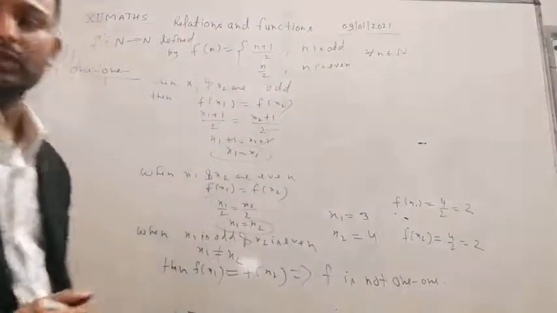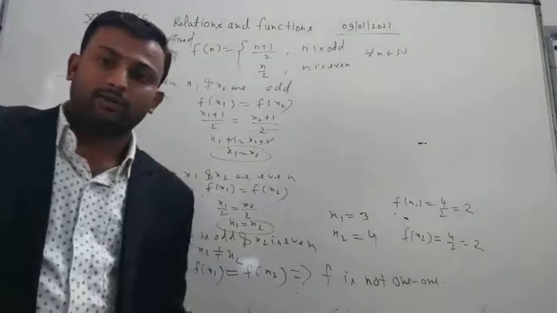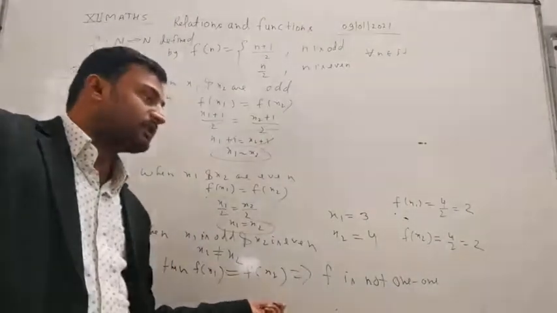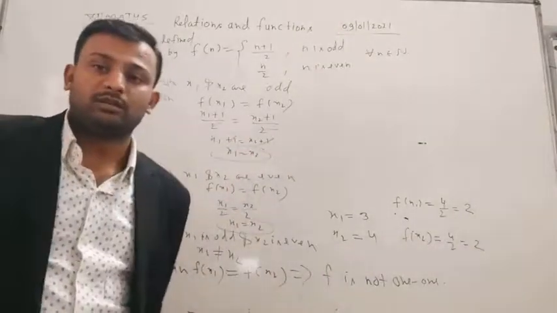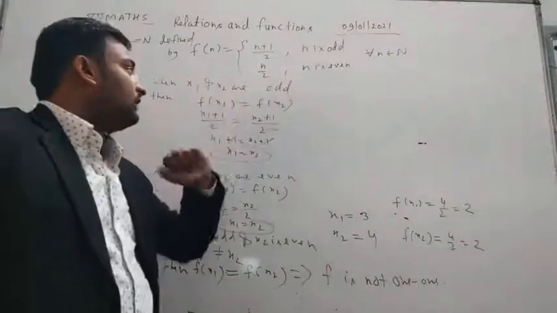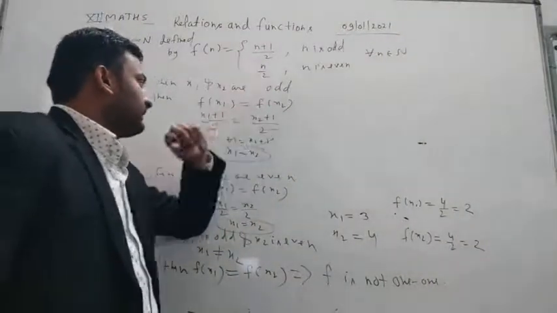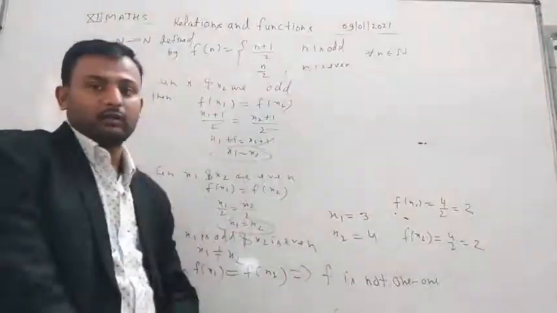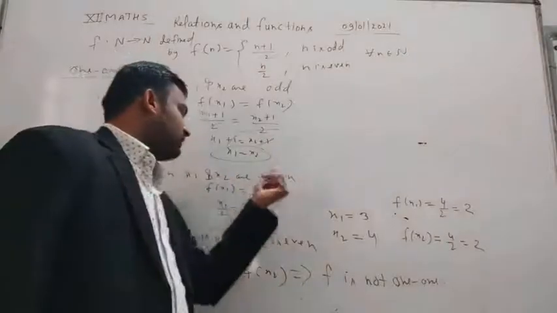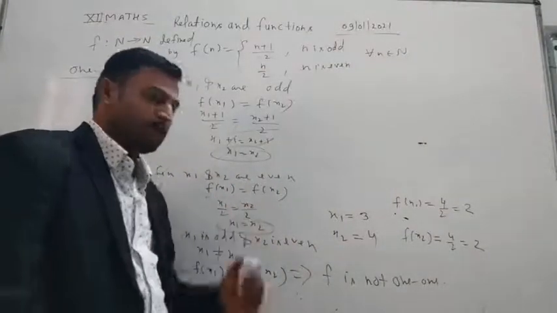Okay students, if our function is not one-one, then we have no need to check whether it is onto. On this basis we can say that the function is not bijective, because when we take both as odd elements, we see that f(x1) is equal to f(x2) and x1 is equal to x2. It was also possible when x1 and x2 are even, then we get x1 by 2, x2 by 2, so x1 is equal to x2.